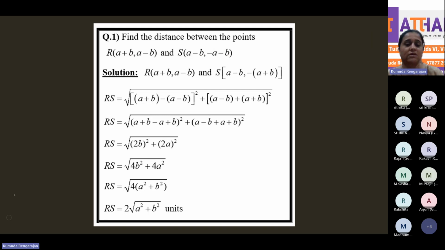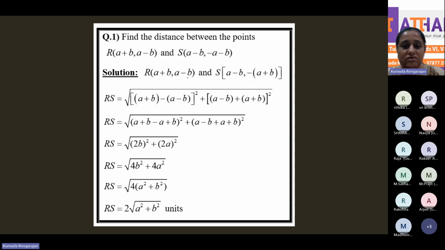So see here. The distance between the 2 points is nothing but the length of the line segment RS. You can see here, I've written the X coordinates, subtract them, square it, plus subtract the Y coordinates. I'll have to write this one and this one, but this is already minus here. So minus into minus is plus. That's why you see the plus sign here.